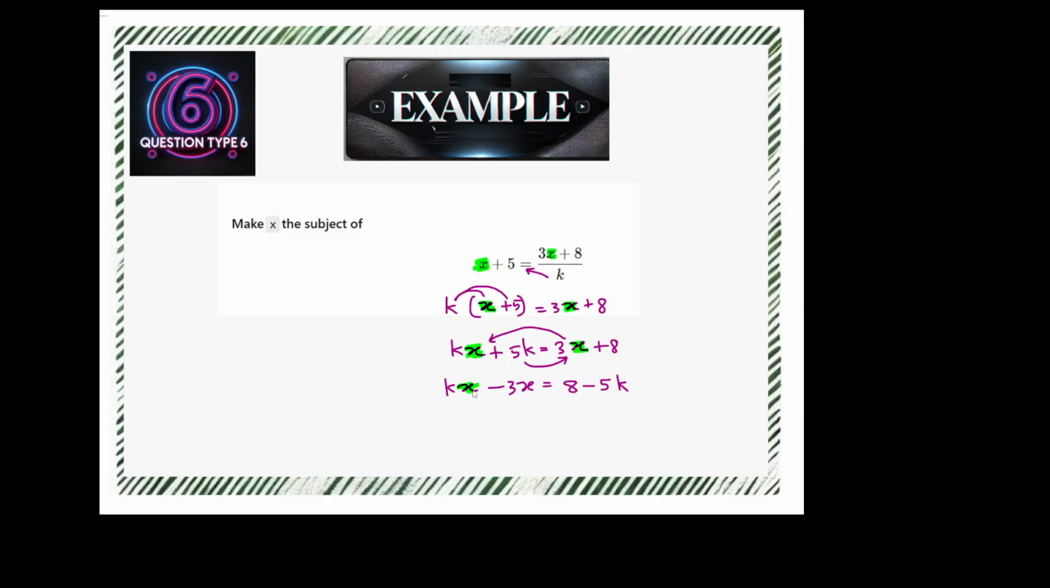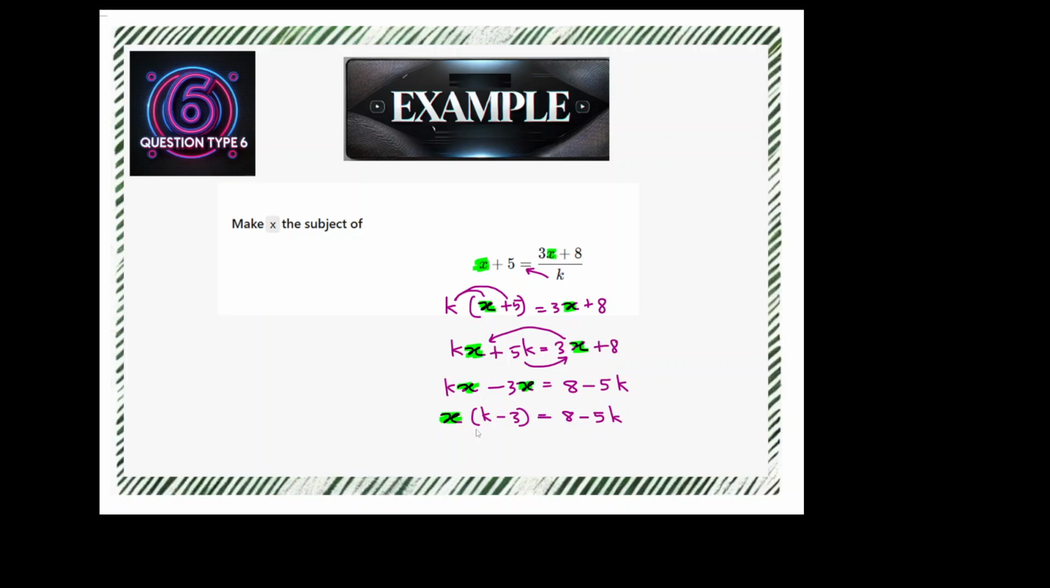The x's are now on the same side. Both x's are on the same side. So now we can easily factorize this x out. And I can get x times (k take away 3) is equal to 8 take away 5k. Now you can see clearly there is only one x in my equation, right? So it's pretty easy to simplify it from here.